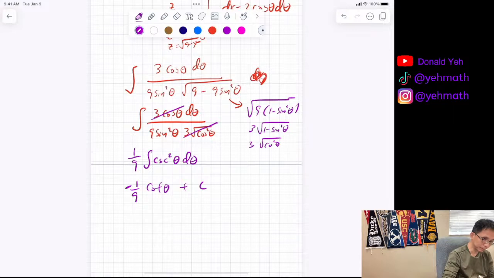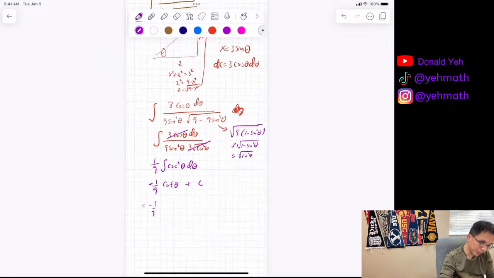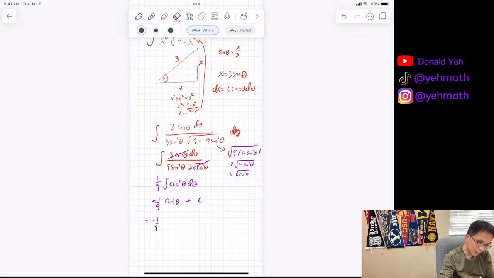That's equal to negative 1 over 9 cotangent theta. Let's go back and look at the triangle. Cotangent is... Why does it become negative? Because the integration of cosecant squared is negative cotangent.